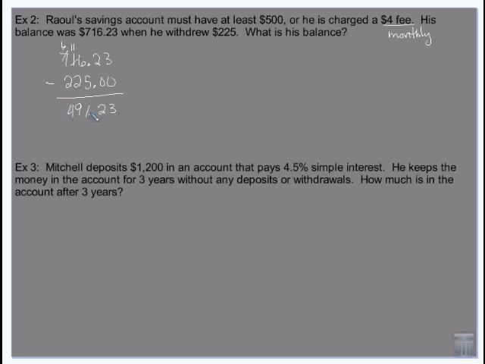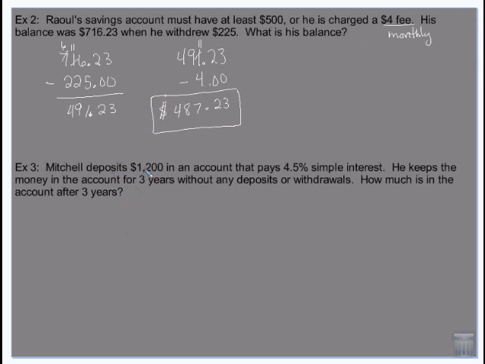So he's gone below 500. So now I'm going to have to take out that fee. So his balance would be $487.23.